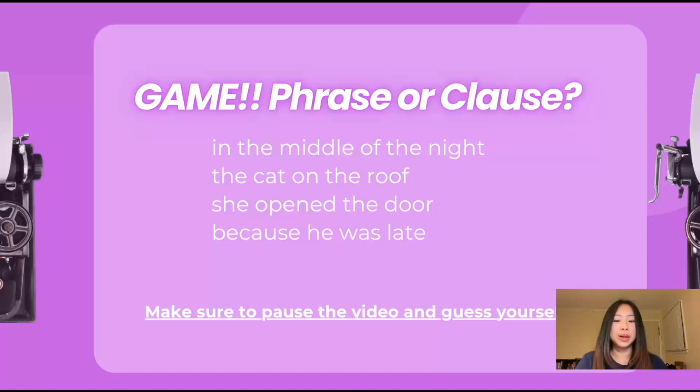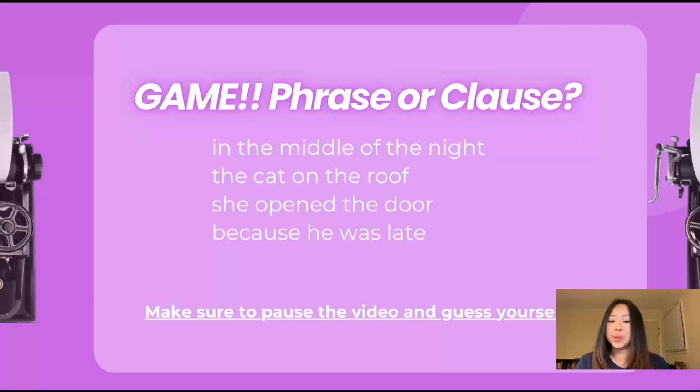And our third example is she opened the door, and pause if you think it's a clause or phrase. This one is a clause because the subject is she and the verb is opened, so there's a subject and verb, it's a clause.